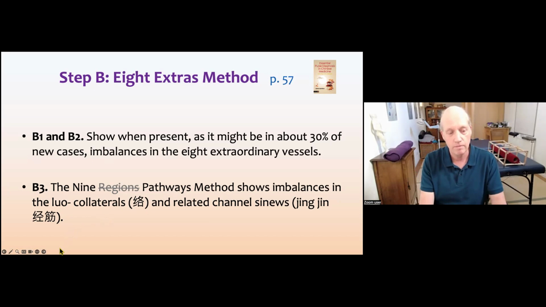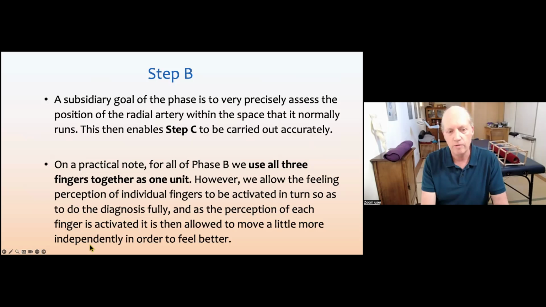But I'm becoming more and more excited by this step, as I find it does show some really useful things. So a subsidiary goal of this phase is to show very precisely where the position of the radial artery is within the space that it normally runs. So that means that you know exactly where it is.